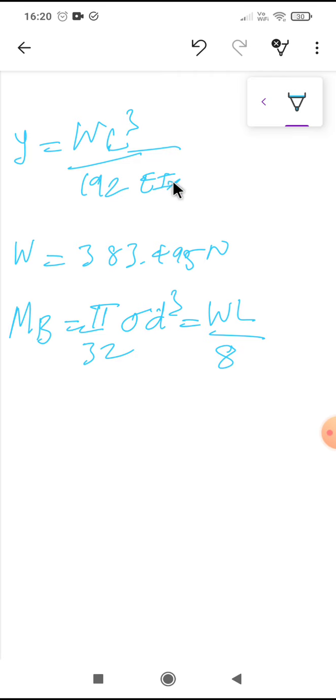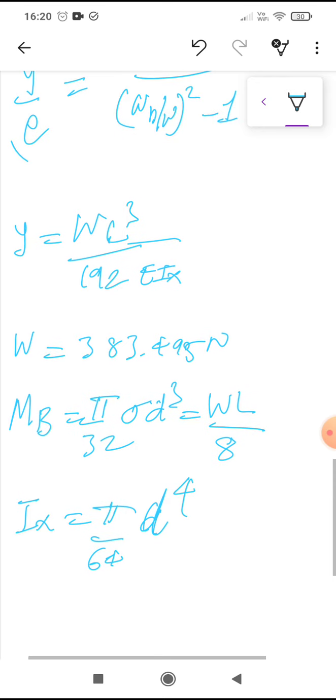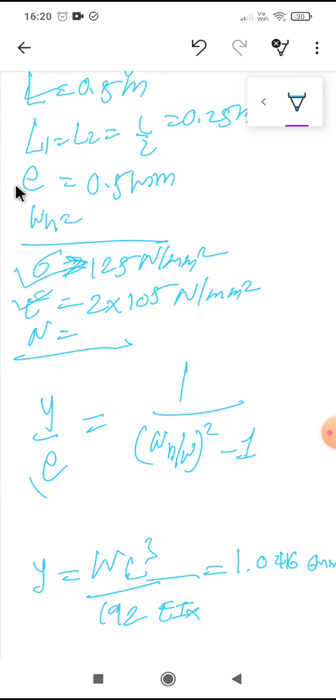Ix is nothing but the moment of inertia. The formula for Ix is pi by 64 d raised to 4. We have the diameter d, that is 12.5 mm. With the help of that we can find y, and y we will get here, that is 1.04166 mm. After we get y, we can put y here, and e is given here.